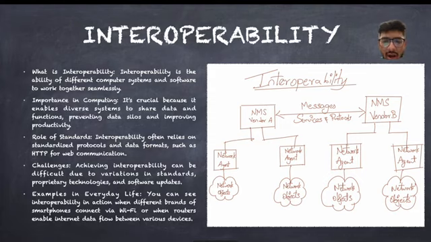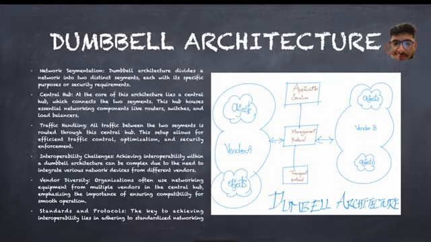So now let's talk about the Dumbbell architecture. The Dumbbell architecture on the right side looks like a dumbbell, so that is why it's called Dumbbell architecture. In this architecture, there is a segmentation for all your network components. The Dumbbell architecture divides a network into two distinct segments, each with its specific purposes or security requirements. Each of the dumbbell segments has its own security requirements, and it has a central hub.